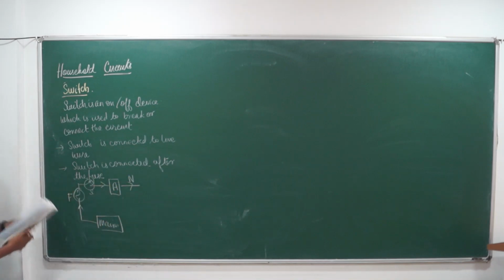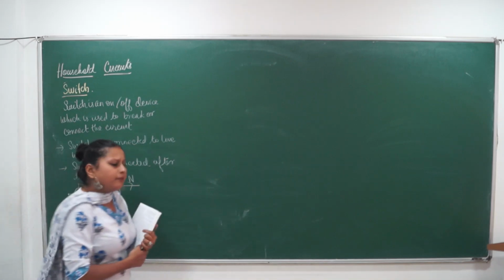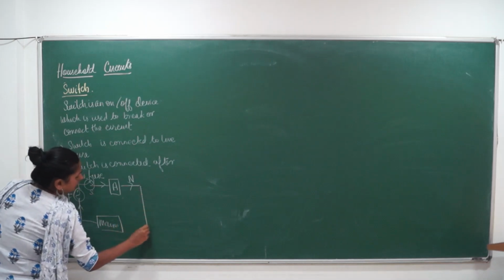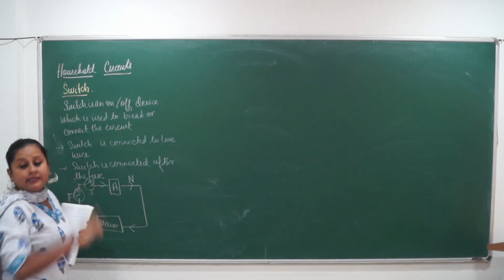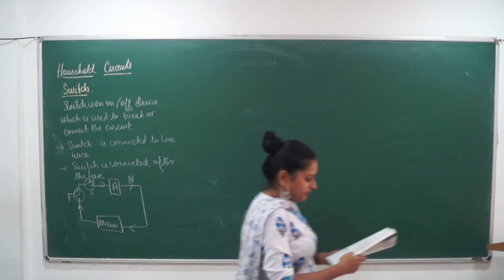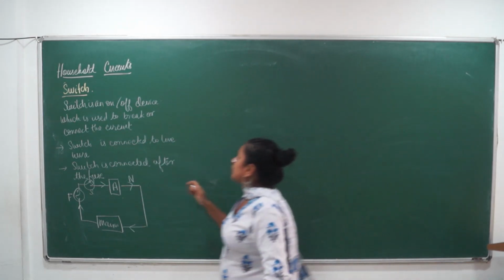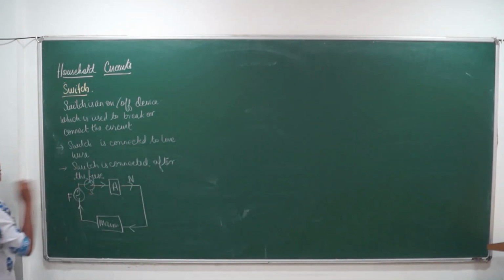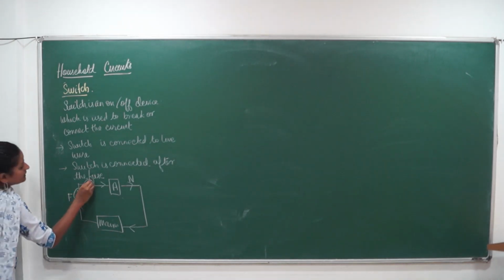Did you understand how the neutral is formed? And then it comes back to the circuit and completes the cycle. Understood? So when the switch is on, is this on or off? Off. This is off.